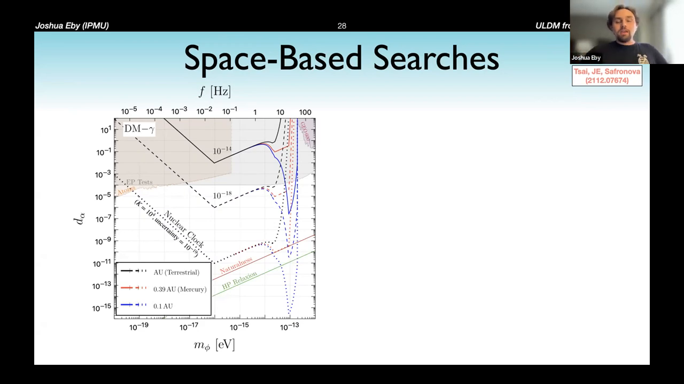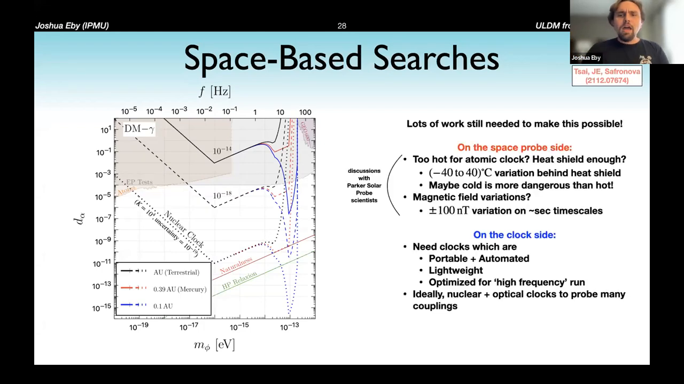If you were to optimize an atomic clock search for this high frequency run, where you could integrate for long periods of time and get to this target sensitivity, this would give you the first proposal that can possibly get below these model benchmarks at very, very small couplings, especially in this range of like 10 to the minus 13 eV. There's of course lots of work that would need to be done to make this possible.